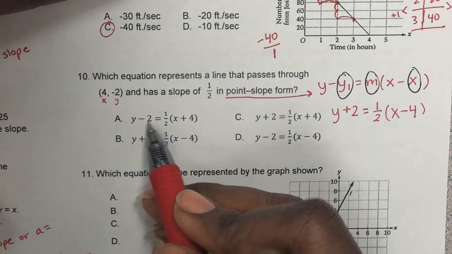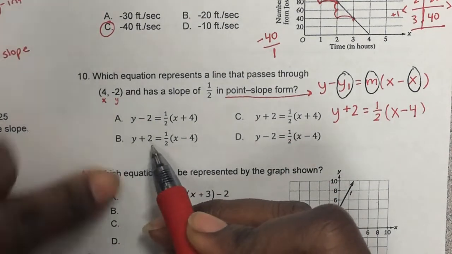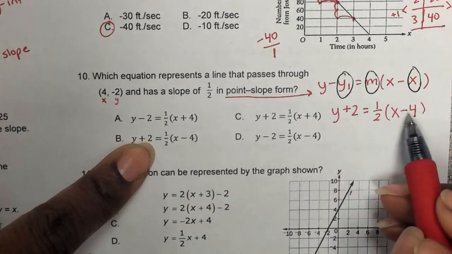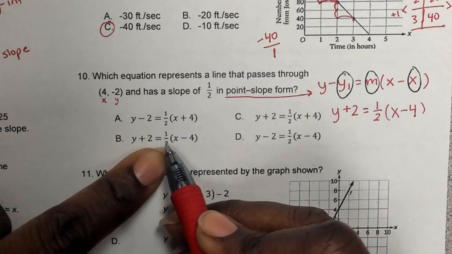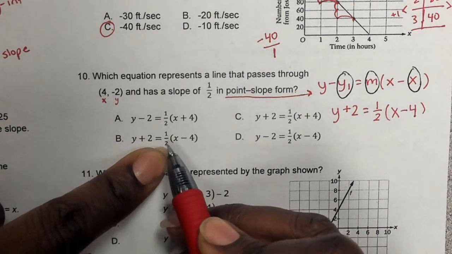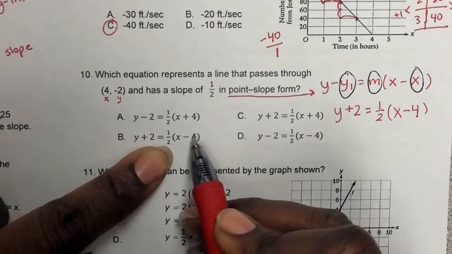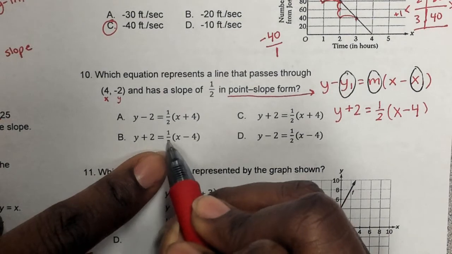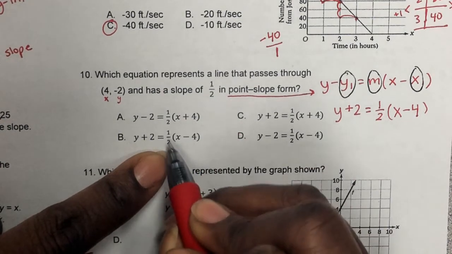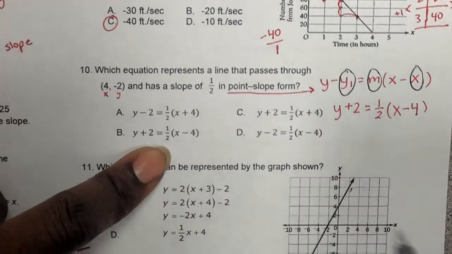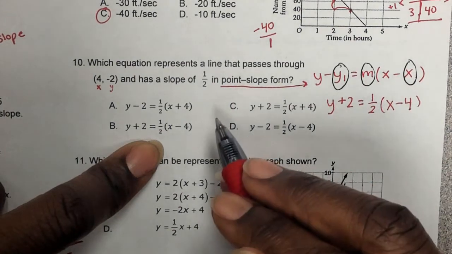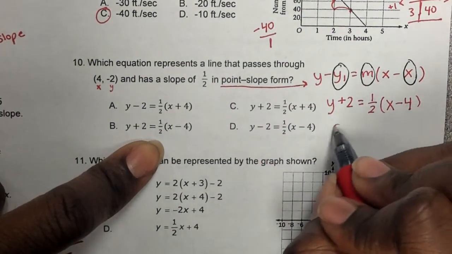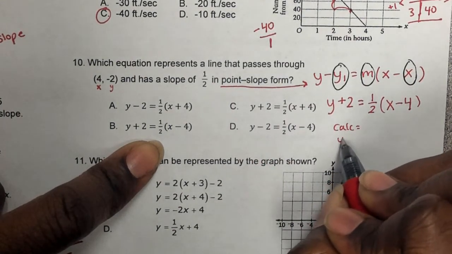Make sure it's a plus 2? Is it a plus 2? Yes, but let's check back here. Is it a minus 4? And also make sure you check the slope. Looks like B is the answer because it has a plus 2 and a minus 4. But double check your slope. It is a half. Good. I just want to give you another hint on the test. If you need to put it in the calculator, remember, solve it for y.